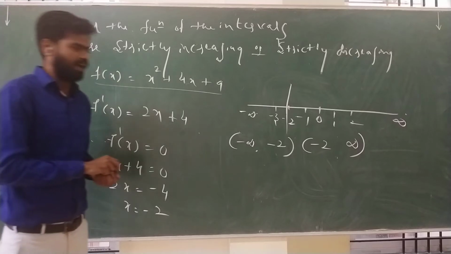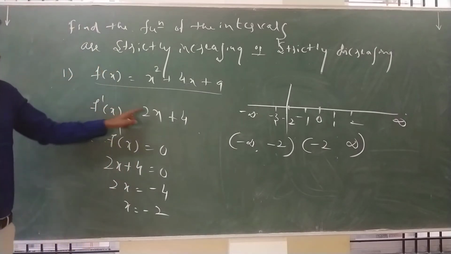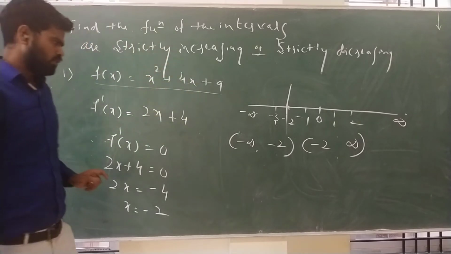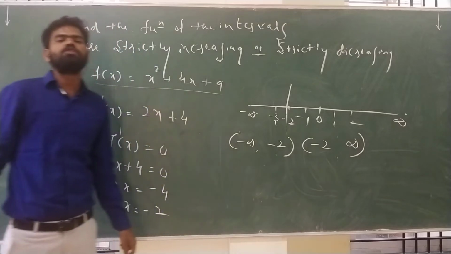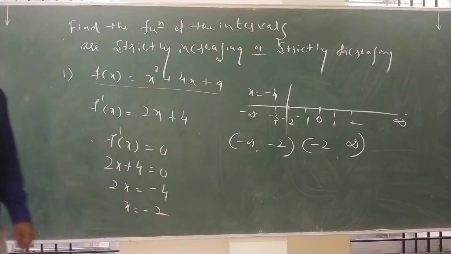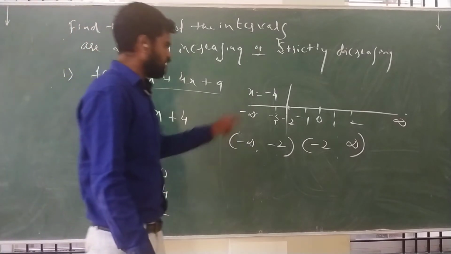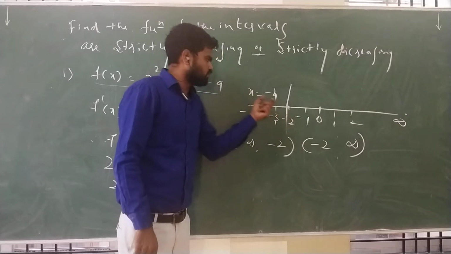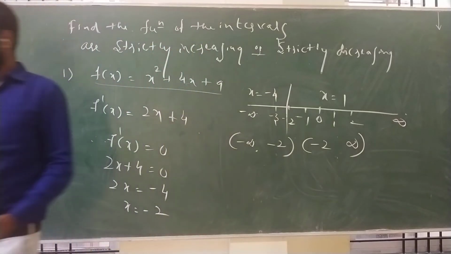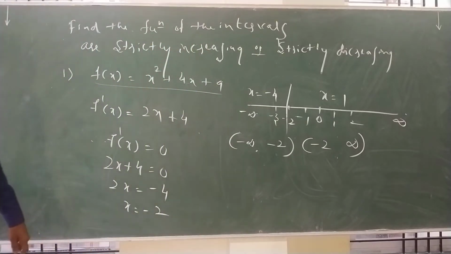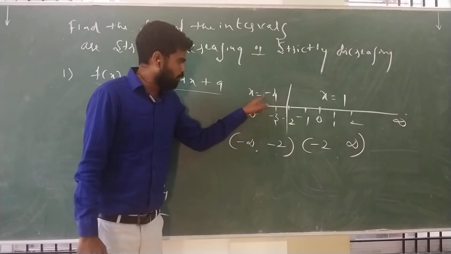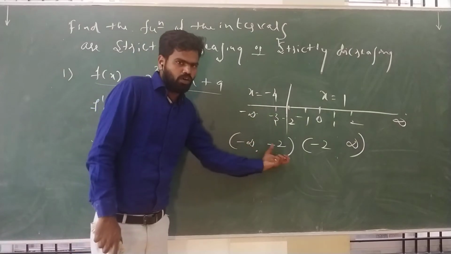So what is next? f dash of x equal to 2x plus 4. Take any value in between minus infinity and minus 2. If x equal to minus 4, it lies in between minus infinity and minus 2. Take any value you like. Let me take x equal to 1. So x equal to minus 4 is in between minus infinity and minus 2.